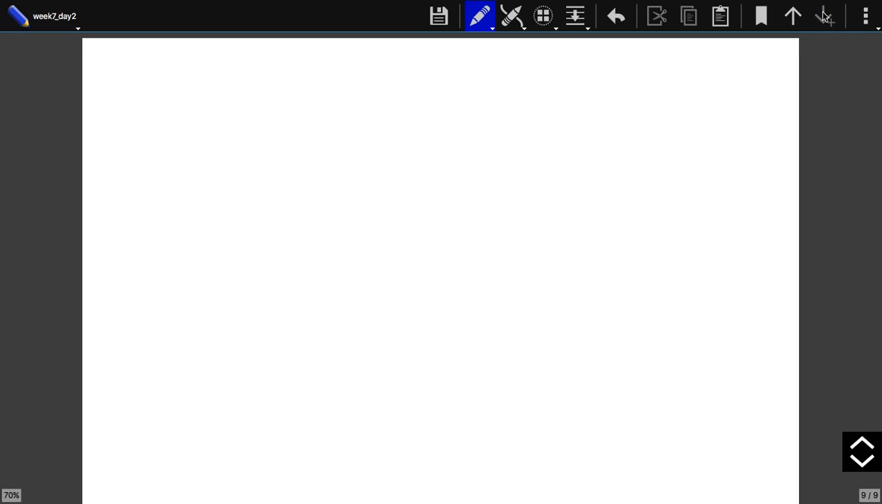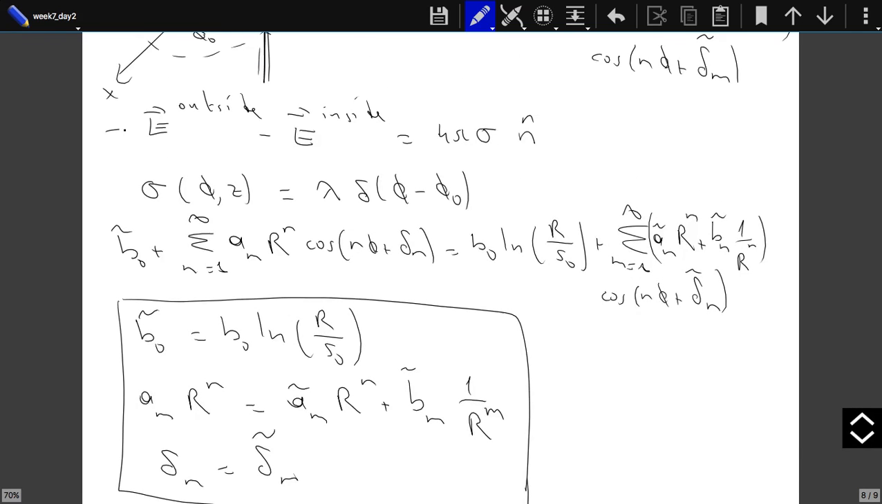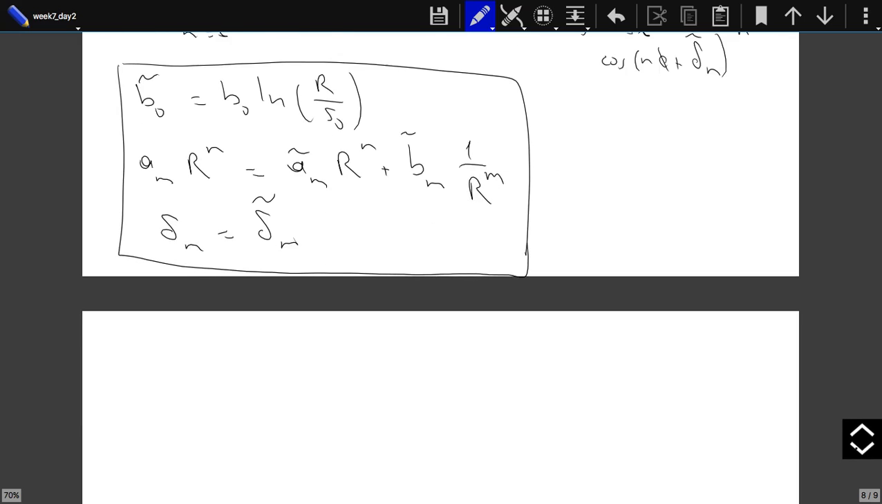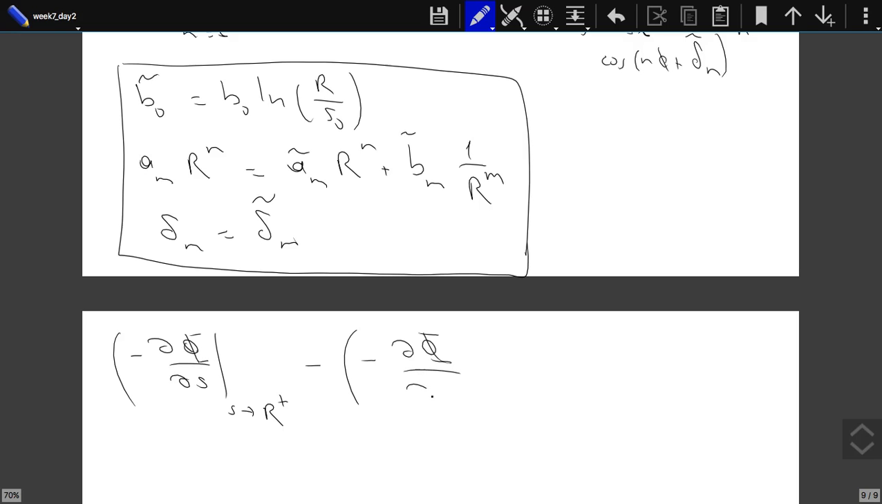And that set we can just obtain using this relation. Well, the normal component is now the S component, perpendicular to the surface, d phi by ds, as S goes to R from the positive side, minus derivative of phi with respect to S as S goes to R from the negative side. This should be equal to 4 pi lambda Dirac delta phi minus phi 0.